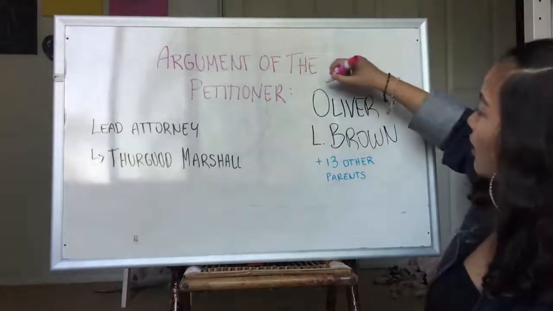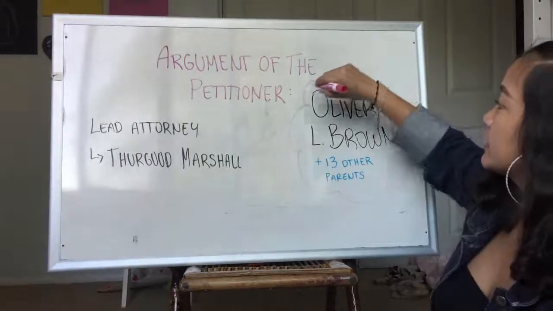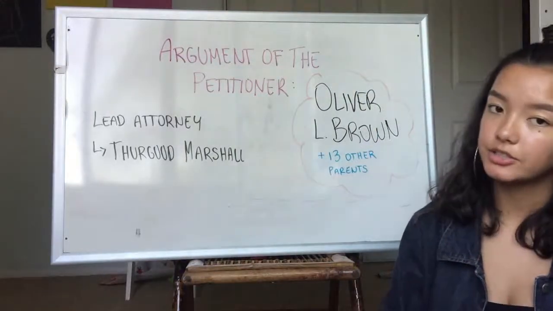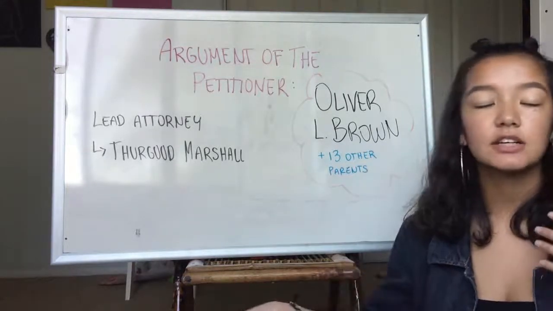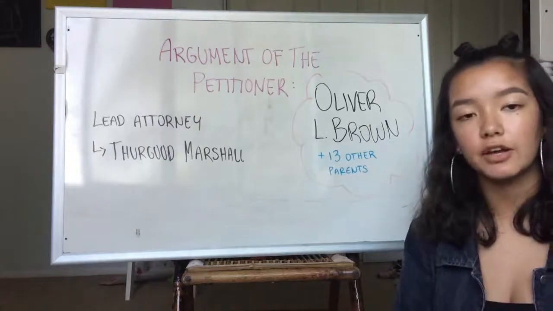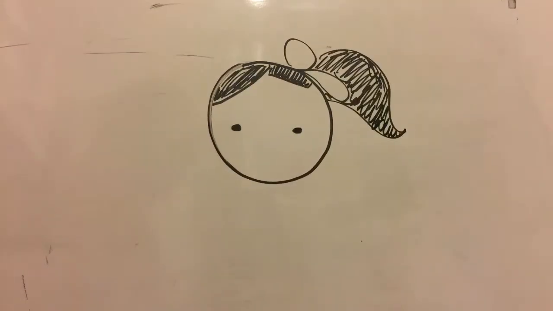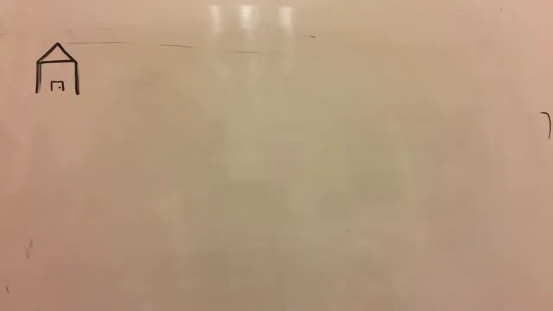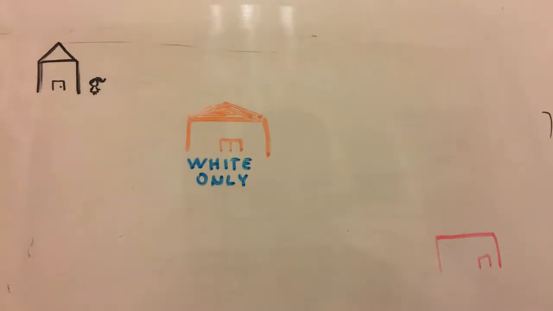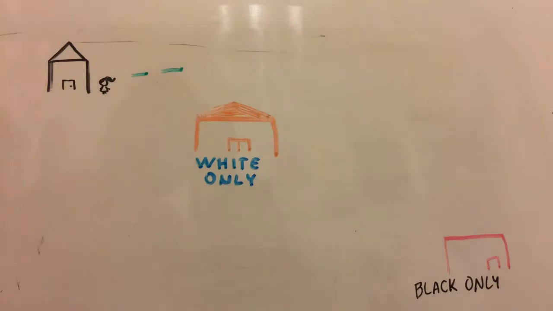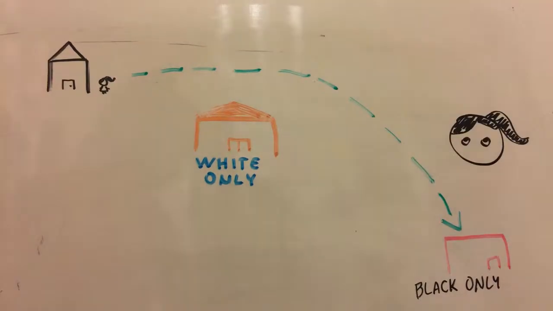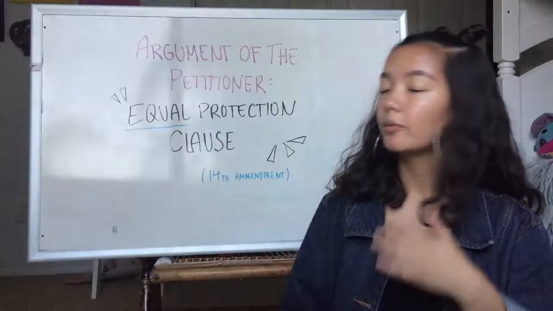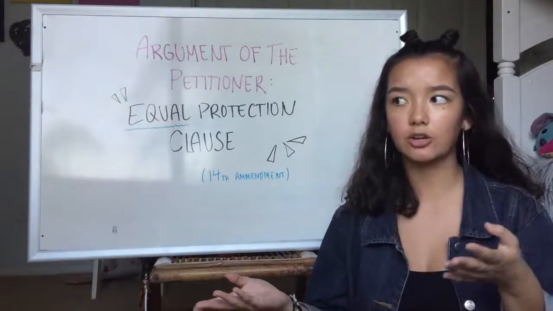Okay, so we have Oliver L. Brown and 13 other parents. The lead attorney of the petitioner is Thurgood Marshall, and he claimed that having a segregated school would have detrimental effects on the children. What I'm drawing right here is a little third grader African American girl who has to go 6 blocks from her house to the bus stop so she can go to Monroe Elementary, a segregated black school 1.5 kilometers away, instead of walking 7 blocks from her house. This shows the distance between the two and why it's unnecessary to have a segregated school system.